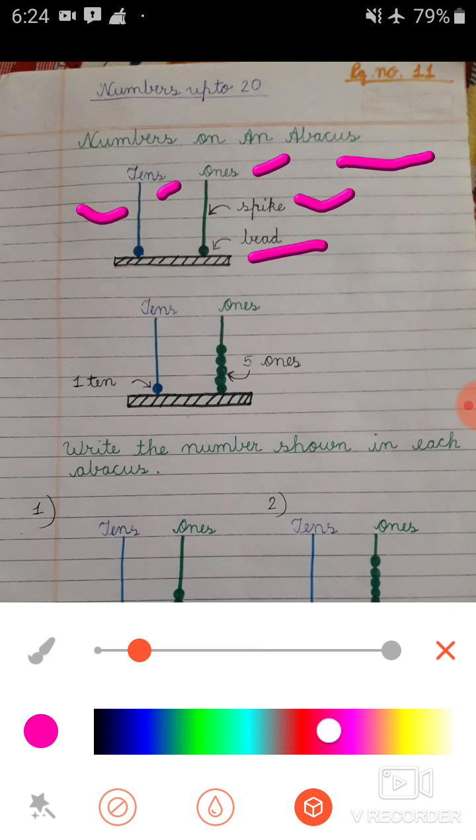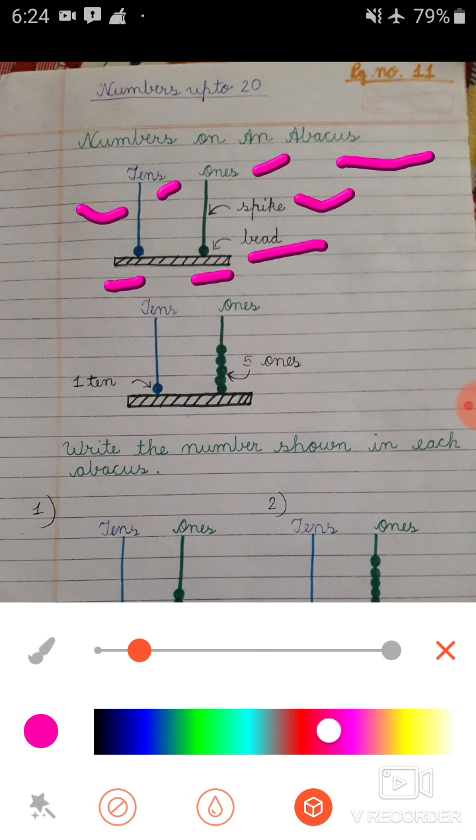So let's read the number that this abacus shows. In the tens place there is 1 bead, so there is 1 ten, and in the ones place there is 1 one. So the number that this abacus shows is 11. 10 plus 1 is equal to 11.